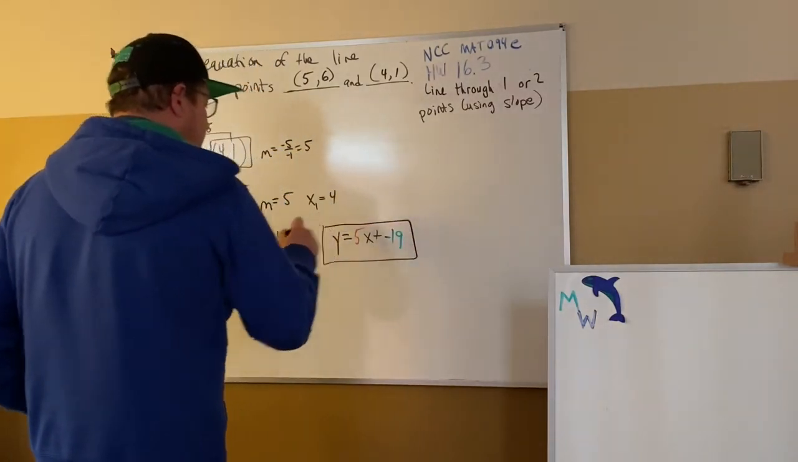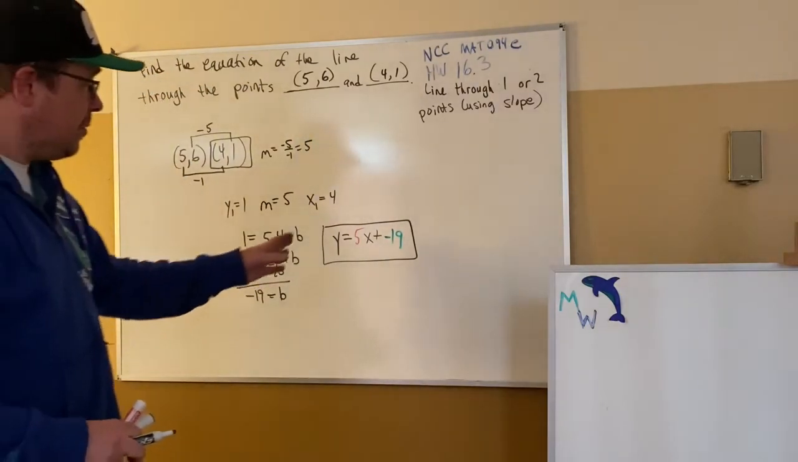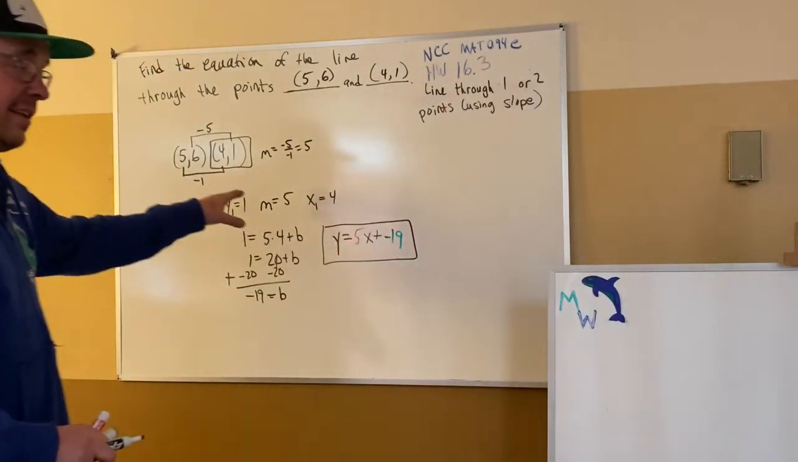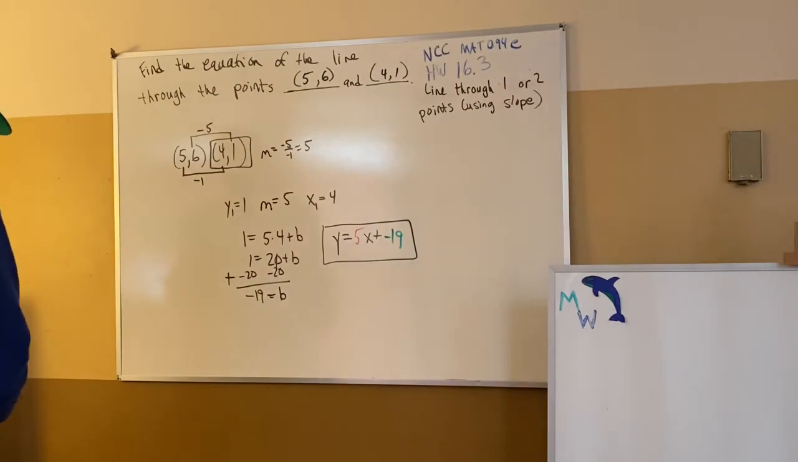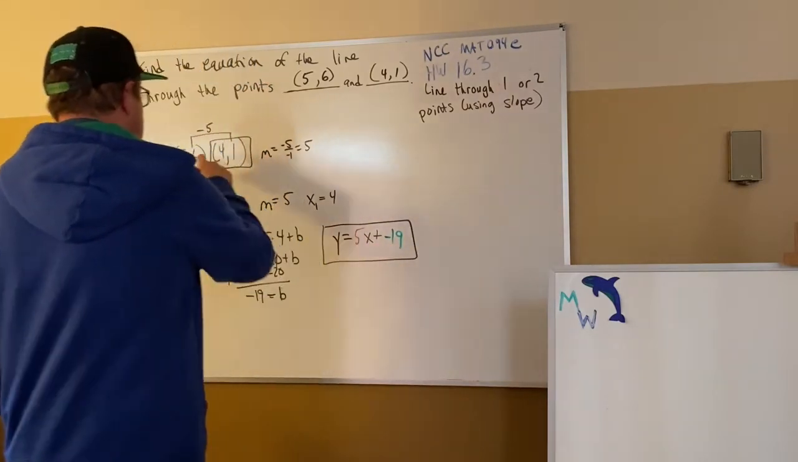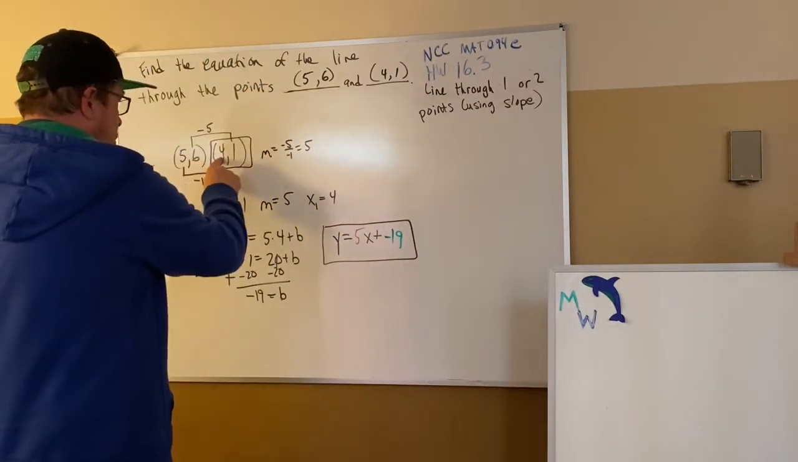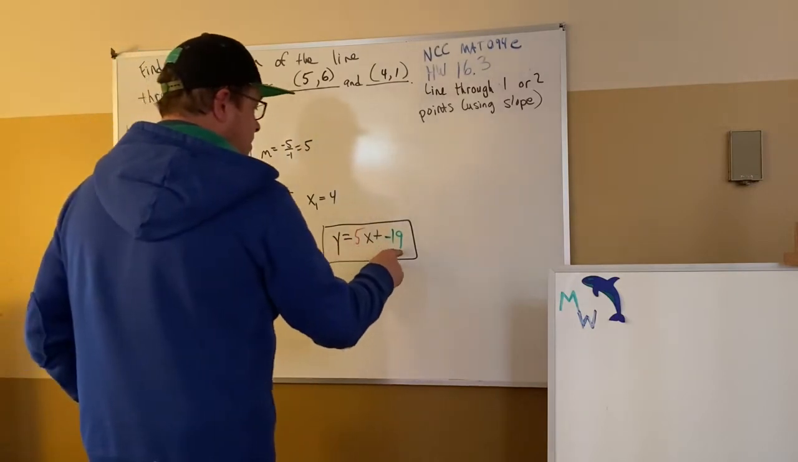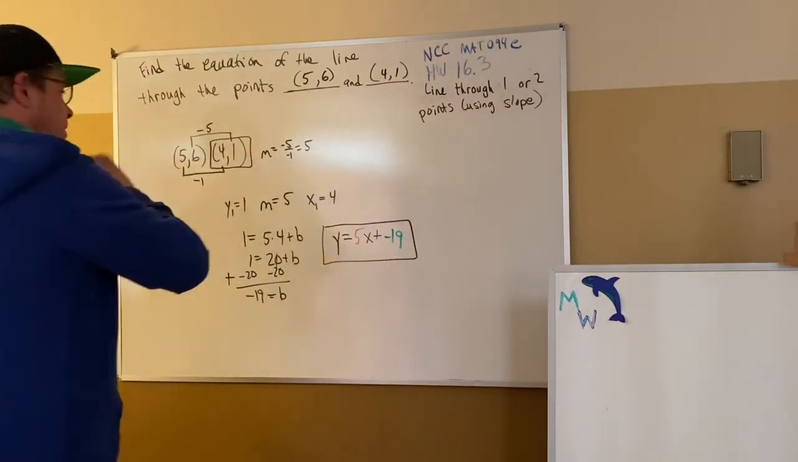Now, if I wanted to get this into ax plus by equals c form, I would subtract y off both sides and add 19. I'm not going to do it, but I would let you know that's possible. What I'm going to do here is put in a 5 for x, get 25 minus 19. I better get a 6 for y. I did. I'm going to put in a 4 for x, 20 minus 19. I better get a 1 for y. I did. Those both work.